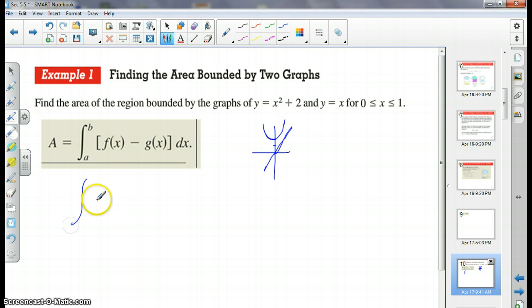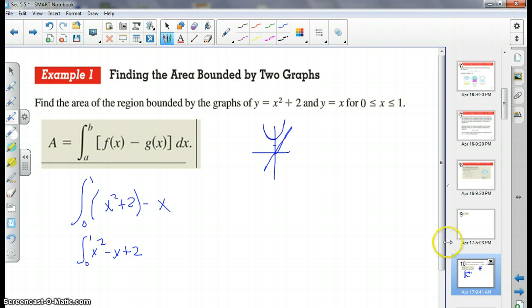So I'll say the integral of the upper function, x squared plus 2, minus the lower function, minus x. And I'm going to integrate that between, well, they tell me between 0 and 1. So I'm going to rewrite this just a little bit. This is really x squared minus x plus 2 integrated between 0 and 1.